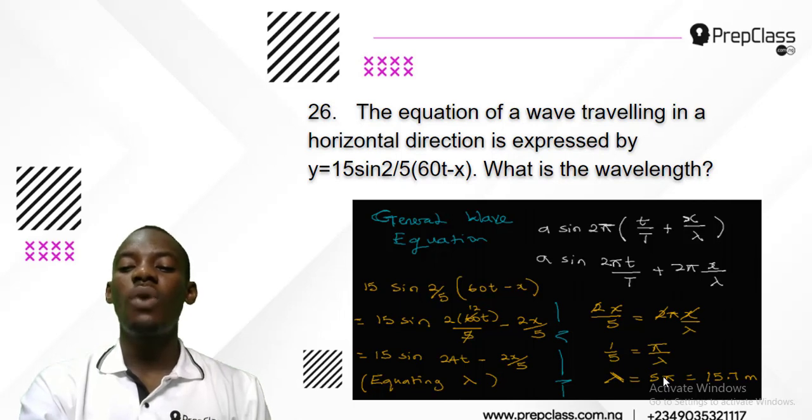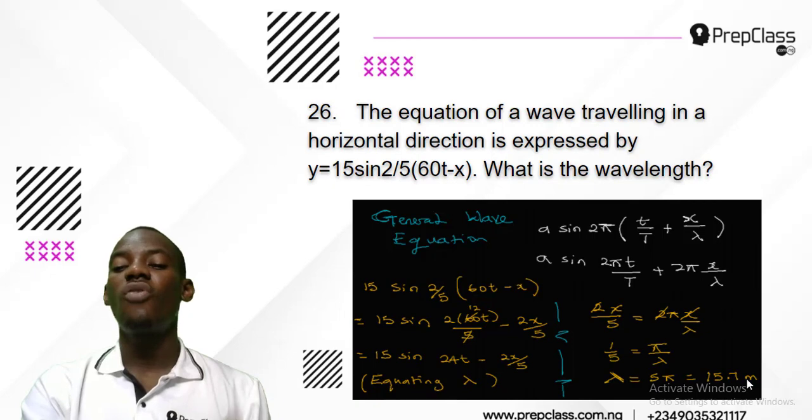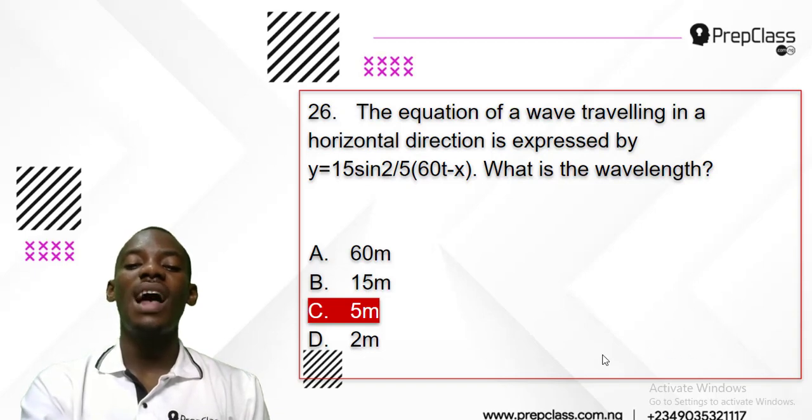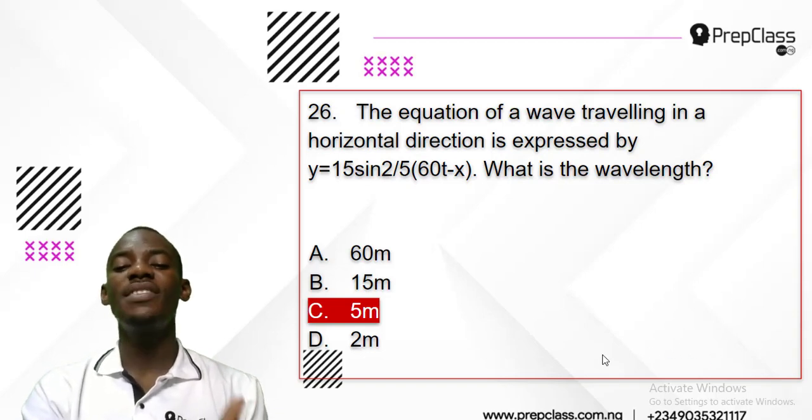And if you multiply this further, you'll get 15.7. 5 pi on your calculator is 15.7, and that is the answer. Remember, pi is 22 over 7. So 5 times 22 over 7 is 15.7 meters, and that is your lambda. Now, that is your answer, and that's C. But what you have in C is just 5.